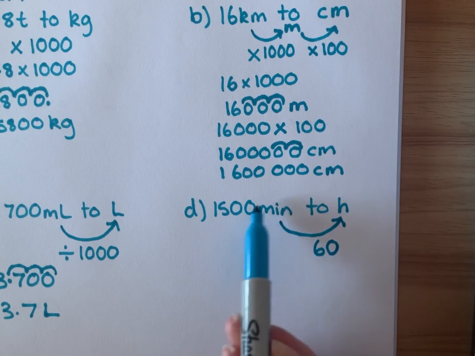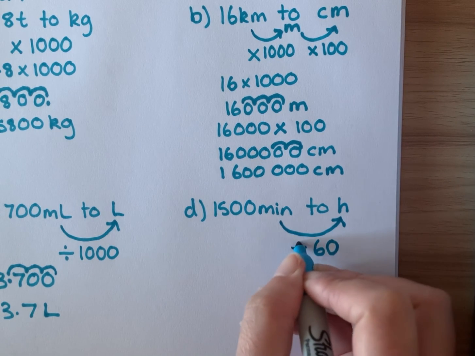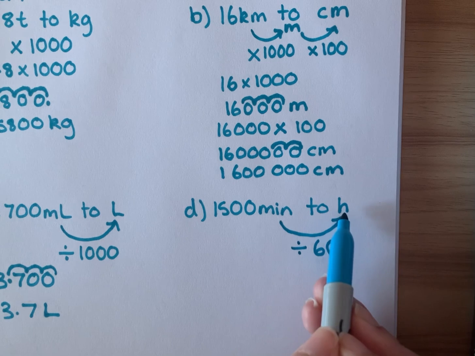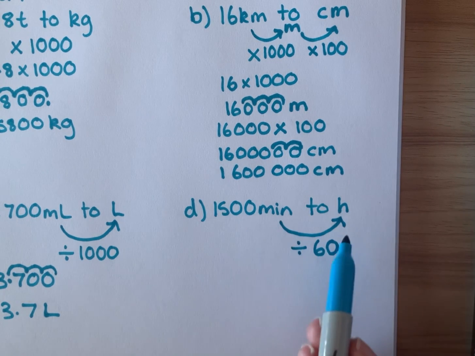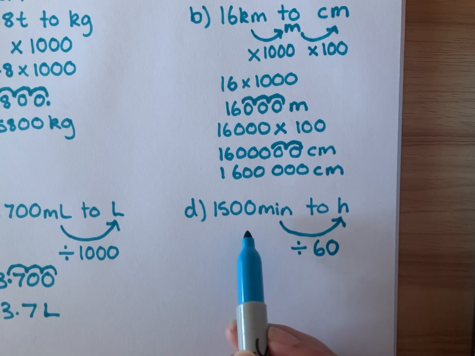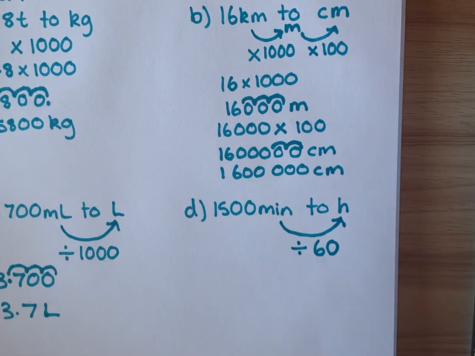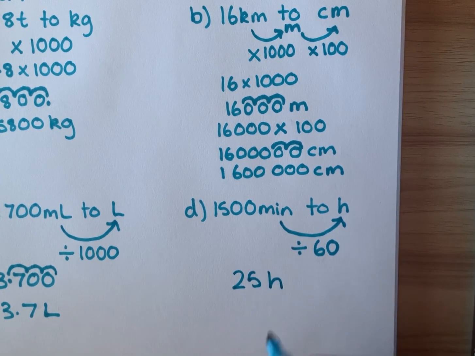Because we're going from a smaller unit to a larger unit, we're dividing by 60. Okay, because we're going to be able to fit less hours in this time than we are minutes. There's 1,500 minutes. We're not expecting more than 1,500 hours. It's going to be definitely less, so we need to divide to get a smaller number. So 1,500 divided by 60 is 25. So 25 hours.